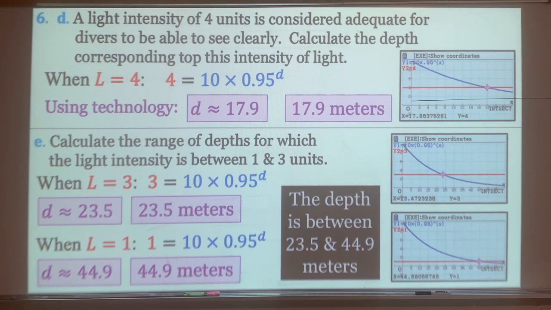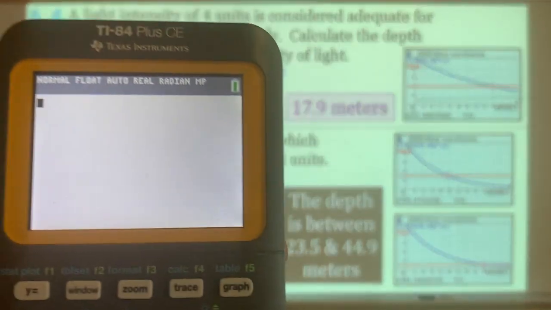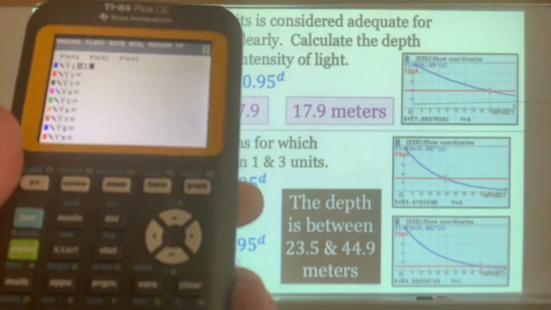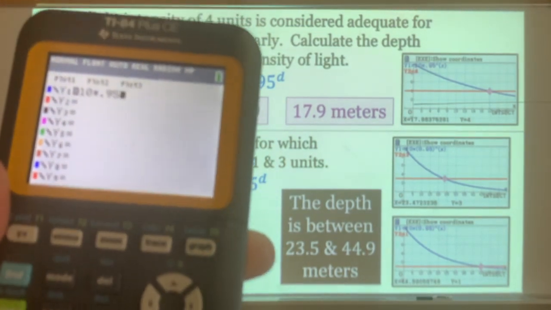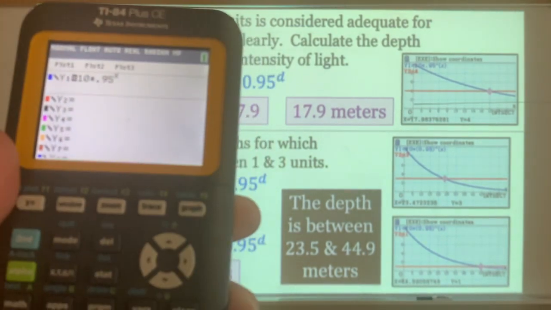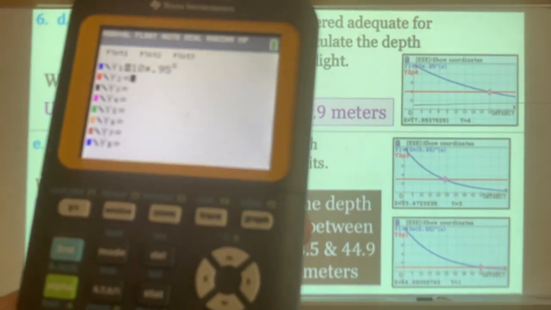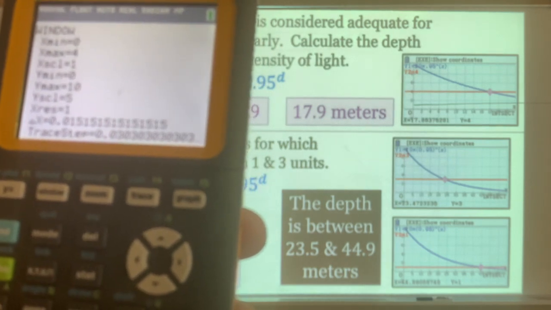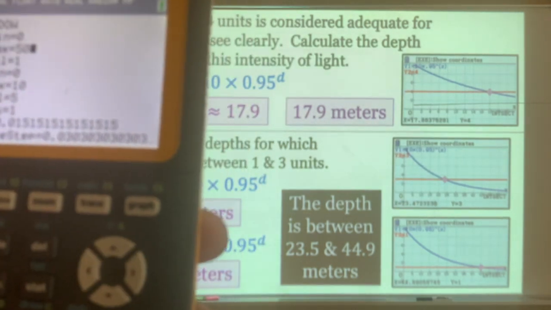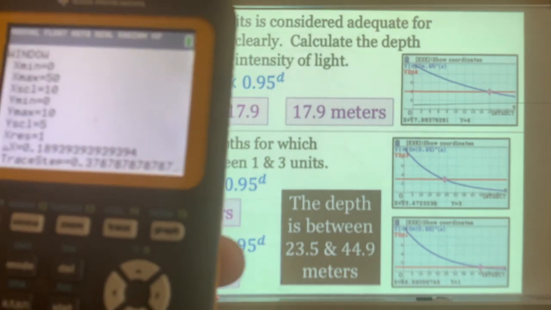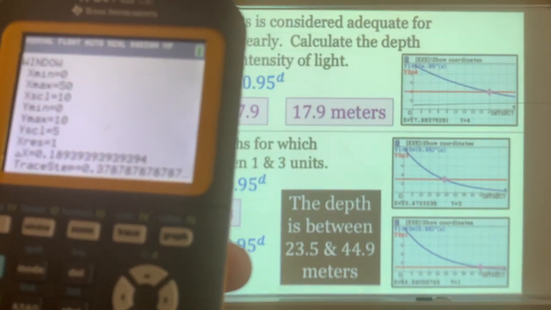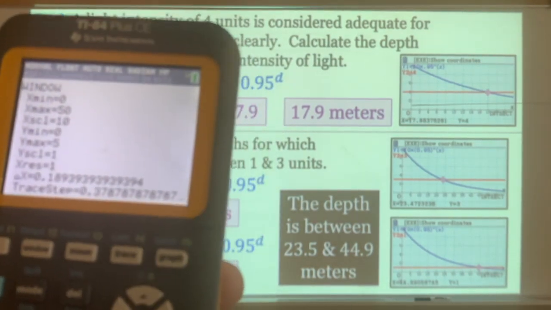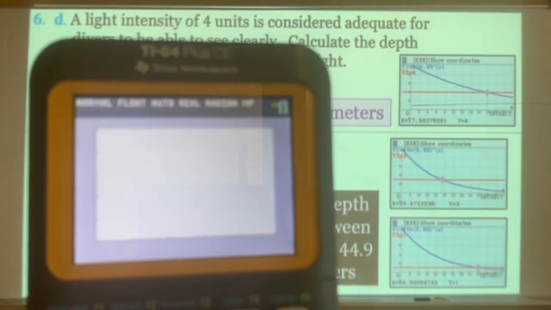Now to help you out, let me go do some calculator work for you. You probably don't need this, but I'll just do it anyway. Clear, clear. Okay, my Y1 is 10 times 0.95 caret X. Enter. My first one, L is 4. I hit 4 here. I made my window of my X's 0 to 50. Like I said, my scale is going to be 10 because I don't like scales. My Y is going to be from 0 to 5. My scale is going to be 1. Graph it. This is 6D.